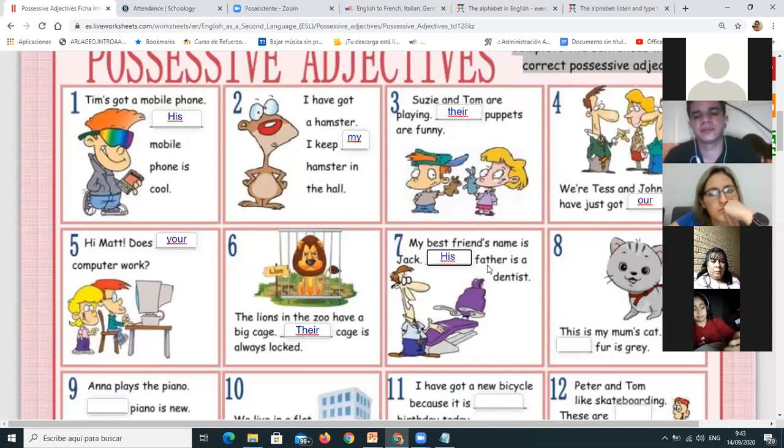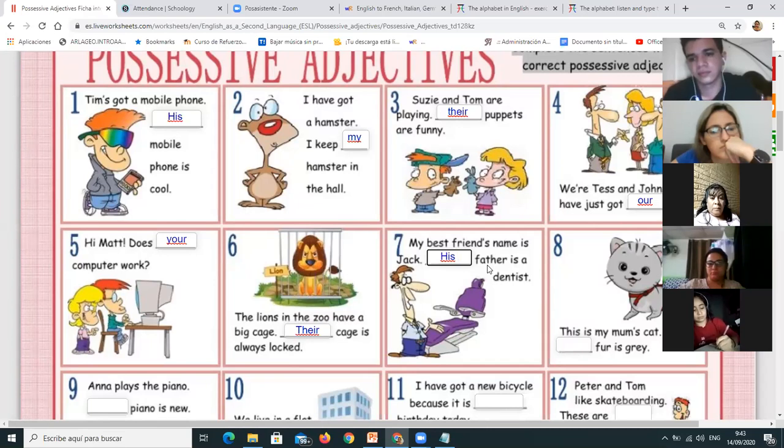No. Look at sentence number one. My best friend's name is Jack. El nombre de mi mejor amigo es Jack. Su padre es dentista. Exactly. So, his father. Su padre, estamos hablando del padre de mi amigo. His father is a dentist.